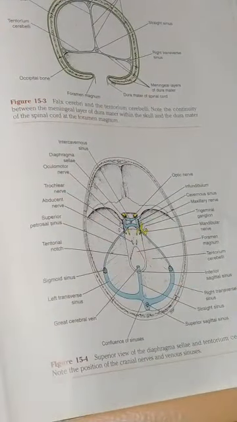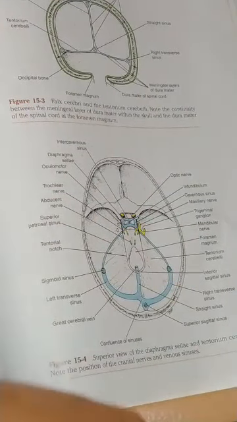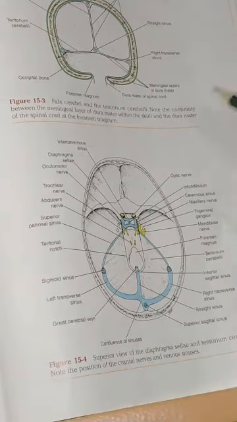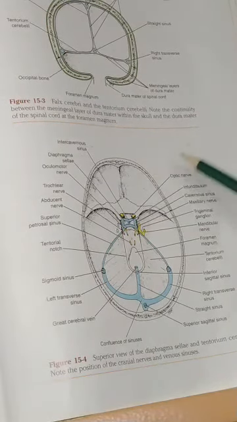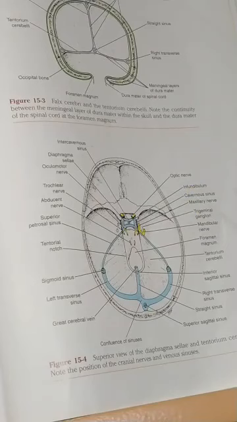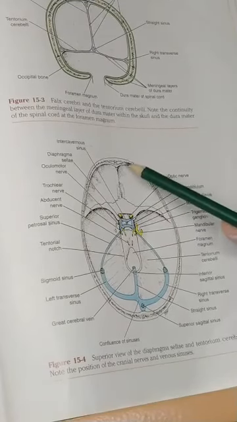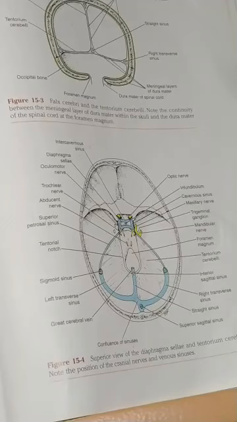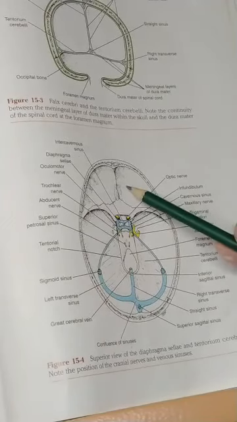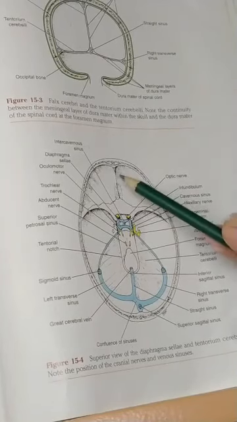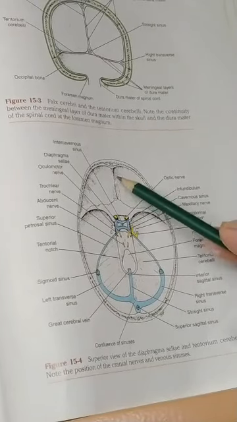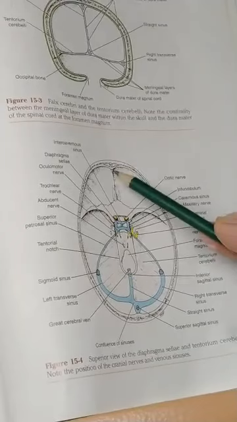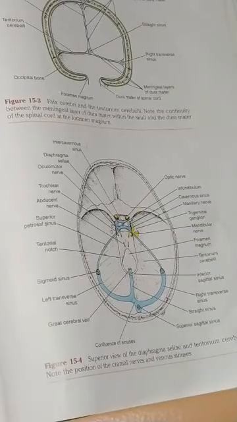The facial vein, the one that drains the face, communicates with the cavernous sinus by another vein. The name of the vein is the inferior ophthalmic vein. The inferior ophthalmic vein communicates the facial vein with the cavernous sinus.